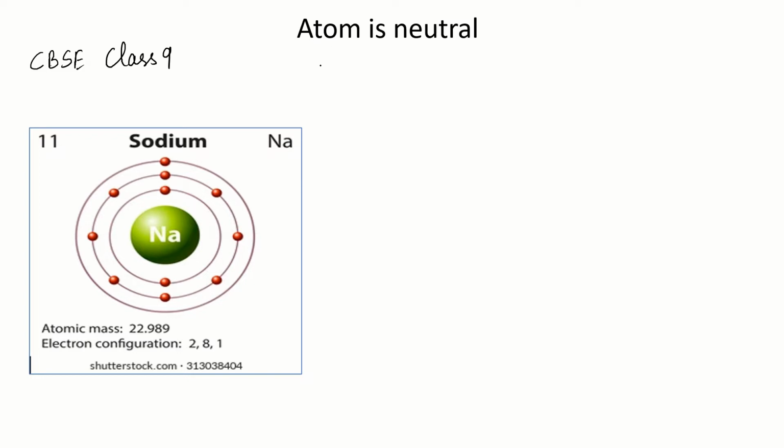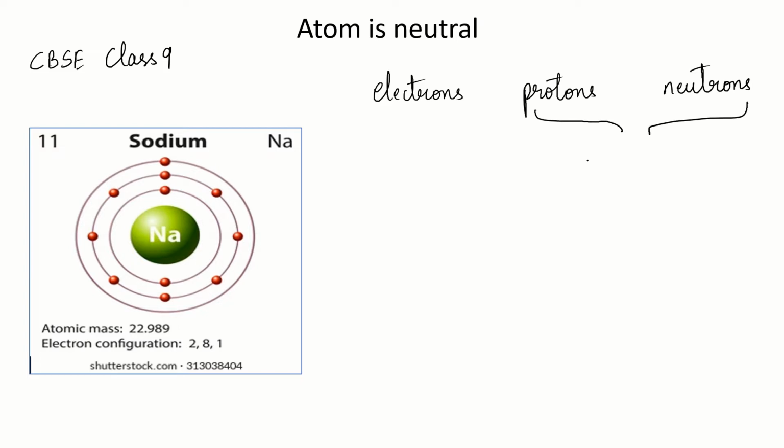But then later on, the discoveries in the 18th, 19th and 20th century led to the understanding that there are subatomic particles, and these subatomic particles constitute an atom. So we have already seen that atom is neutral in nature. So what is the reason for that? Now, the subatomic particles are electrons, protons, and neutrons, out of which the protons and the neutrons are in the nucleus. The electrons are revolving around the nucleus.